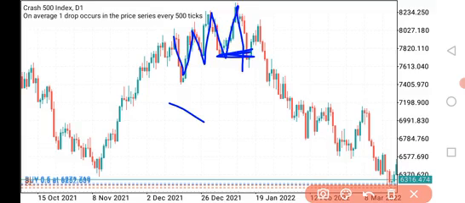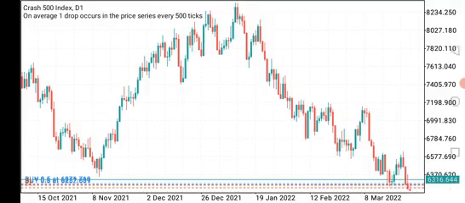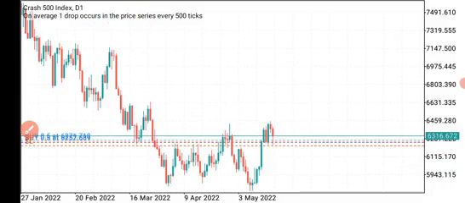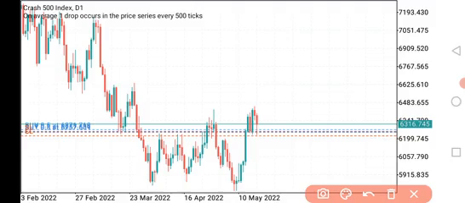And then price broke down and then came up, and you see price has been going down since then. And price never broke the previous lower high. So that's what you should take cognizance of. Price never broke the previous lower high. So this is what we have been seeing.